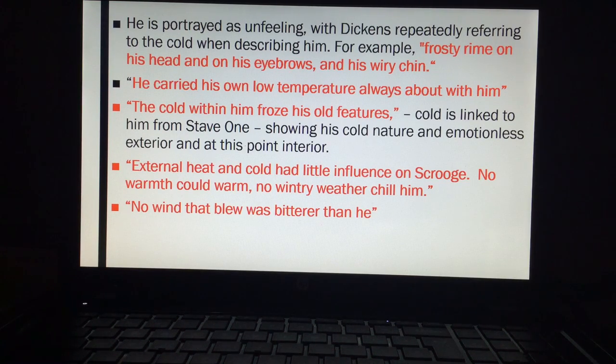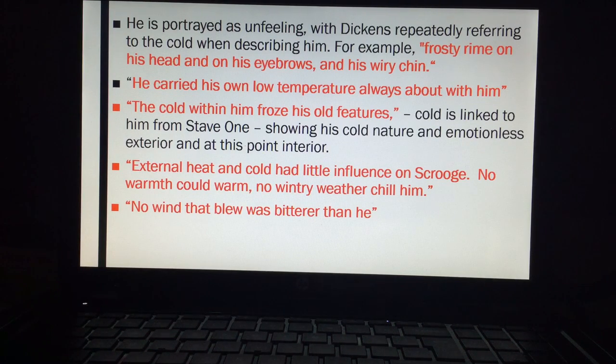It almost prolongs this sense of unease that we feel in the presence of him, the unease that other characters feel when he's walking up the street in stave 1 and nobody wants to speak to him. A repetition of no. It's very absolute. He can't be warmed. He can't even be chilled because he's that cold.